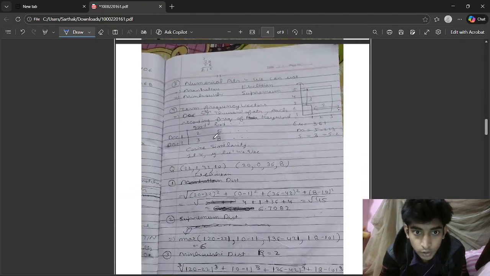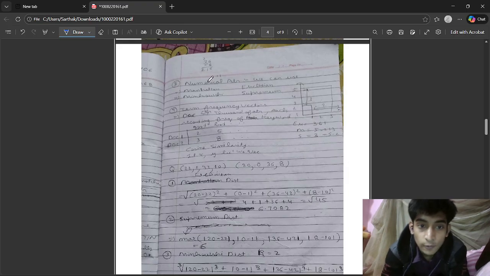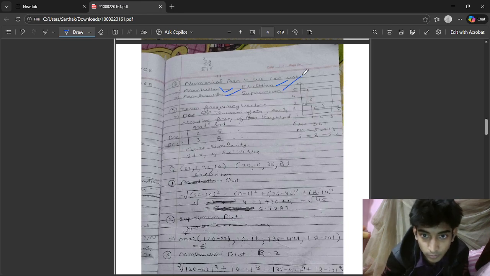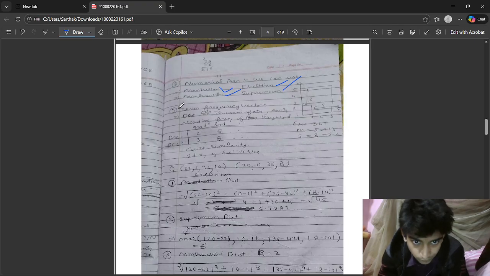Now let's discuss numerical attributes. In numerical attributes, for computing the dissimilarity, we can use distance measures like Manhattan distance, Euclidean distance, Minkowski distance, which is the general version, and supremum distance for h equal to infinity.